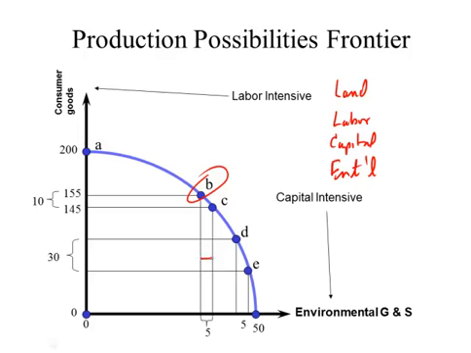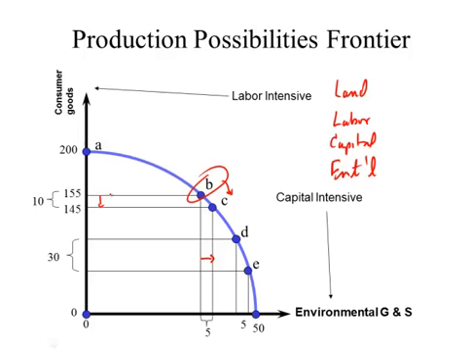So if we make these assumptions and then suggest that the country feels as though it would like to increase the amount of environmental goods and services by 5 and move from point B to point C, what has to happen? Well, we know that to increase environmental goods and services by 5, it has to give up 10 units of consumer goods and services. But what's really happening is that the nation has to give up the resources that were being used to produce those 10 units of consumer goods and move those resources over into the production of environmental goods and services.